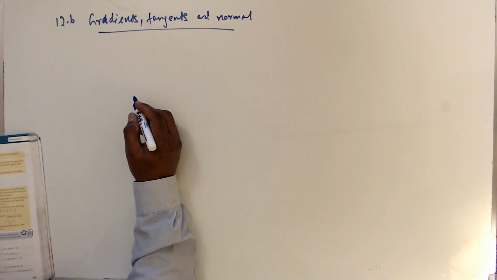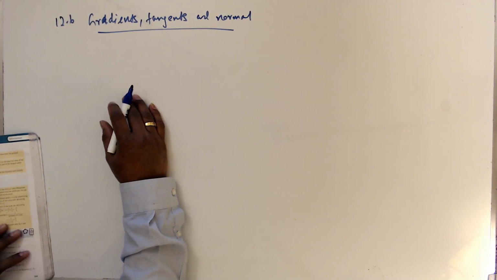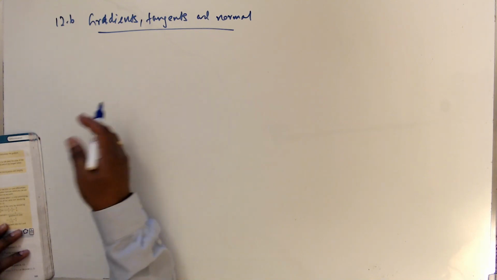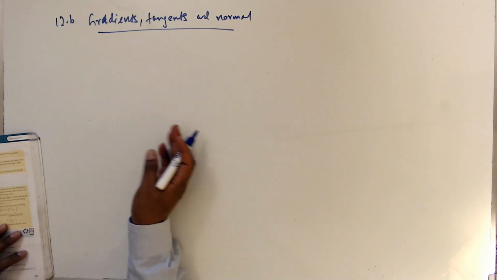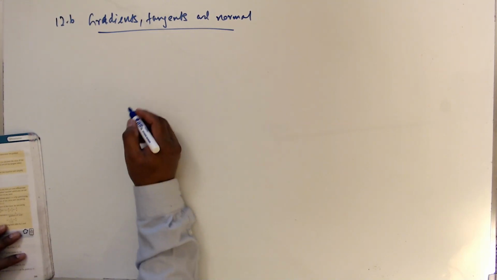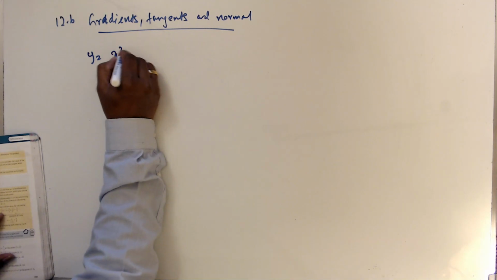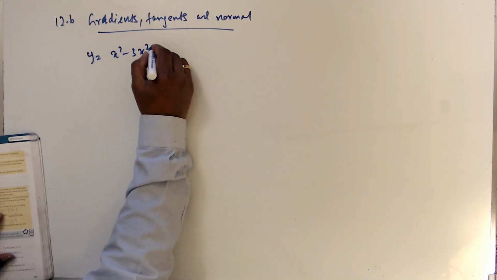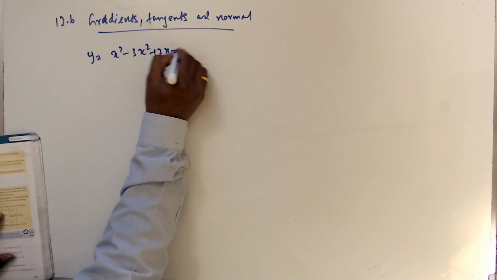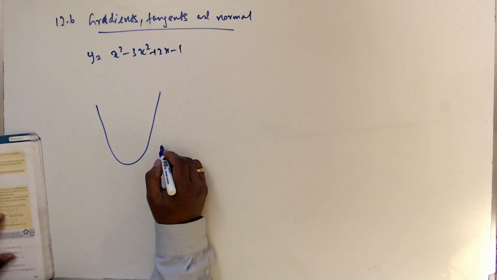Let's discuss 12.6 gradients, tangents and normals. We'll discuss with an example. This is nothing special, but just to summarize everything. Assume that we have a curve x cubed minus 3x squared plus 2x minus 1. Okay, I'll draw a curve like this.